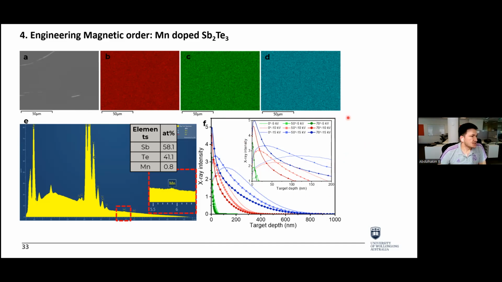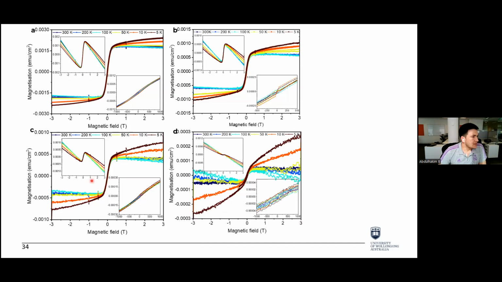Here, we did some study on this magnetic manganese-doped antimony telluride. Here I just did some study to confirm that manganese is doped on the surface of antimony telluride, for which we use the ion-beam accelerator at ANSTO. Some of my initial results show that at very low temperatures, less than around 100 K, we see some ferromagnetic feature, and this is really useful.